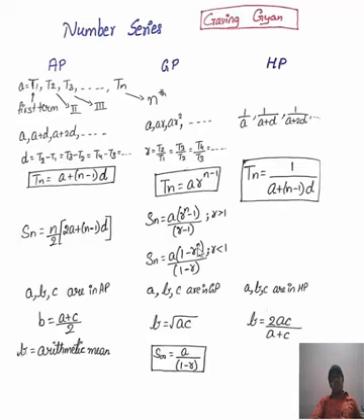If n is infinite, a small number to the power of infinity will be 0, so you'll be getting a divided by 1 minus r if infinite terms are there and the common ratio is less than 1.